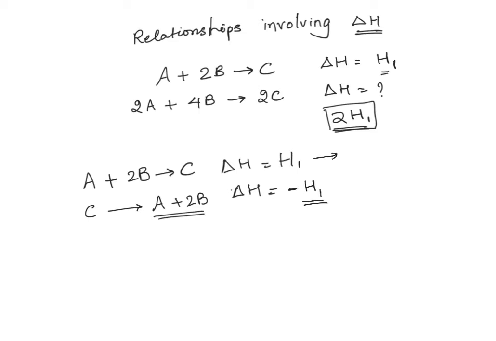In this case, it was an endothermic reaction, and when you flip it, the reverse of that reaction will become an exothermic reaction. So if you reverse the reaction, the type of the reaction will change because the sign of the delta H is changing.